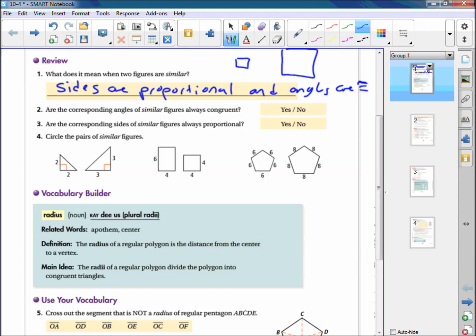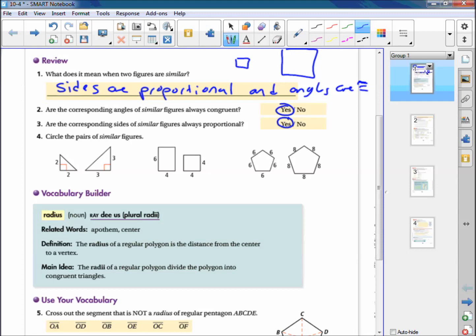So are corresponding angles of similar figures always congruent? And this should be yes. Are the corresponding sides of similar figures always proportional? And this should also be yes. So sides are not congruent, sides are proportional. Okay, angles, however, are congruent.